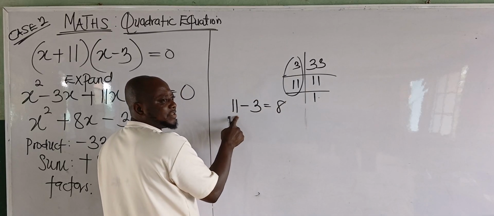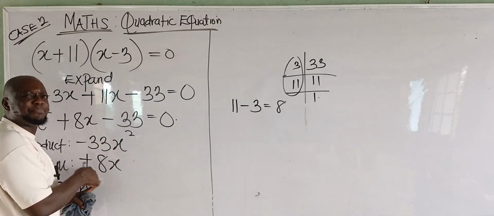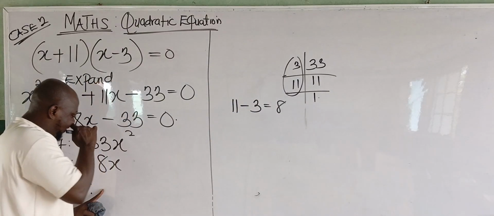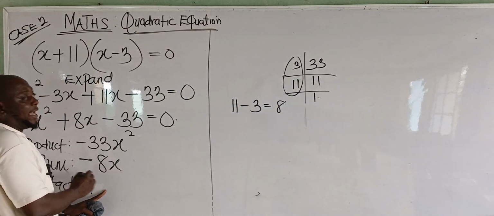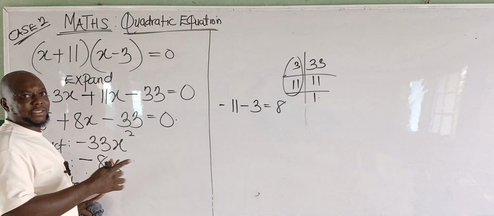Now, why did I put 11 plus and 3 minus? That's because the sum is plus. The sum is plus, which means the big number will be plus. If the sum was to be minus here, then the big number will be carrying the minus, while the small number will be carrying the plus in this case.